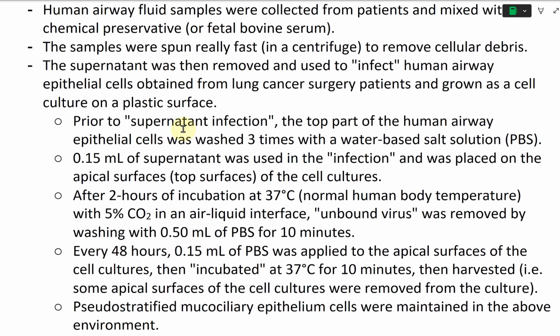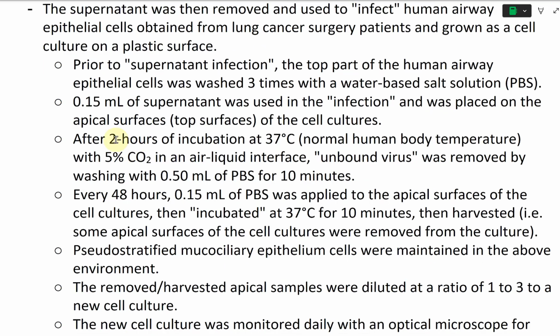So prior to "supernatant infection," the top part of the human airway epithelial cells, or the apical surfaces, was washed 3 times with a water-based salt solution, or PBS, phosphate buffered saline. And then 0.15 milliliters of supernatant was used in the "infection" and was placed on the apical surfaces, or the top surfaces of the cell cultures.